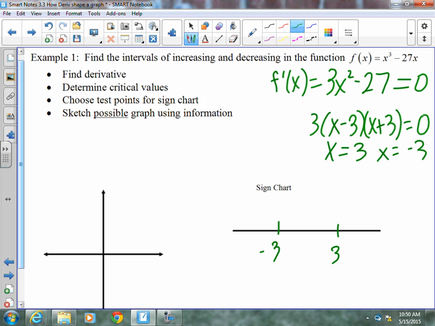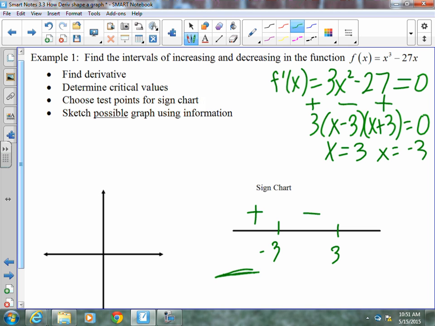Now, we need to test some values between here. If we test, say for instance, a number in this section, negative 4, we get a negative times a negative times a positive, which is a positive. Meaning that portion of our graph from negative infinity to negative 3 is increasing. Say we plug in 0, we get a positive, a negative, a positive. So, decreasing. Positive times a negative times a positive is a negative. That's why we know that's decreasing.